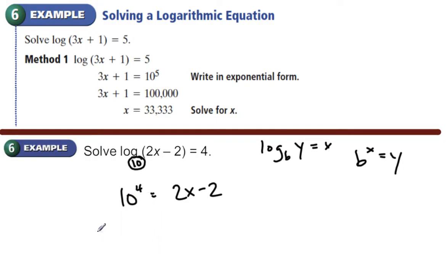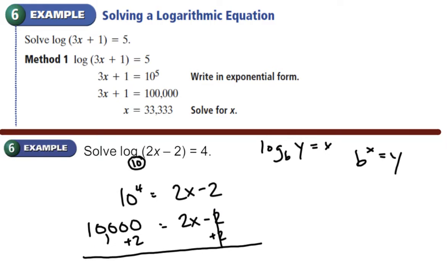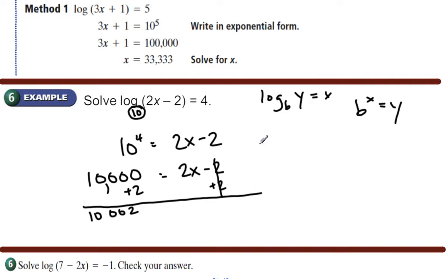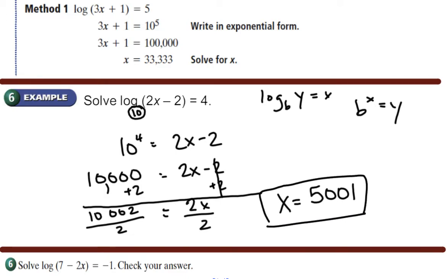Easy, right? So 10 to the fourth, that means we have the 1, and then it follows by 4 zeros. We learned that way back when. 2x minus 2, so we're going to add 2 to both sides. These cancel. This gives us 10,002, and that's equal to 2x. So now we divide both sides by 2, and x is going to give us 5,001. Voila, easy, right? So easy.